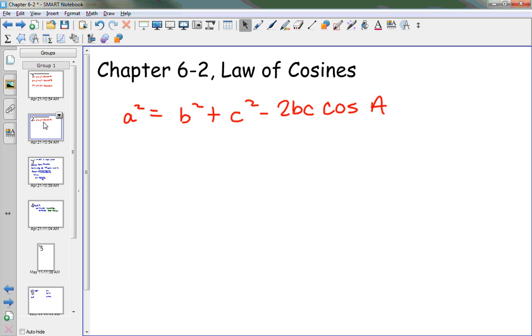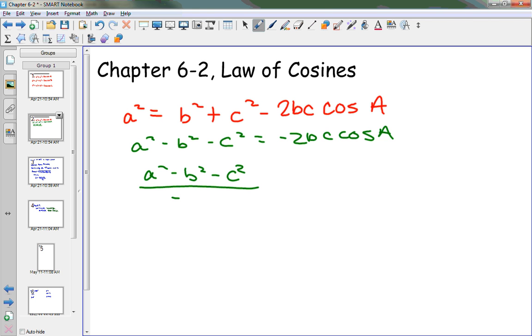Page 401. Now, you don't have to memorize the angle ones, if you can derive it straight from using this. If I solve this for the cosine of A, how do I get rid of b squared and c squared? Subtract them. So I have a squared minus b squared minus c squared is equal to negative 2bc times the cosine of A. How do I get rid of the negative 2bc? Divide by it. So I have a squared minus b squared minus c squared divided by negative 2bc is going to be equal to the cosine of A.